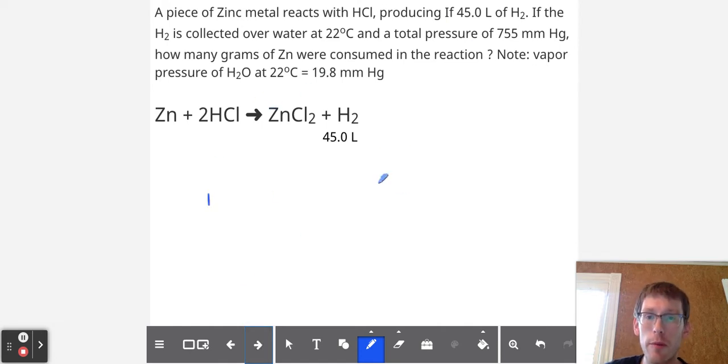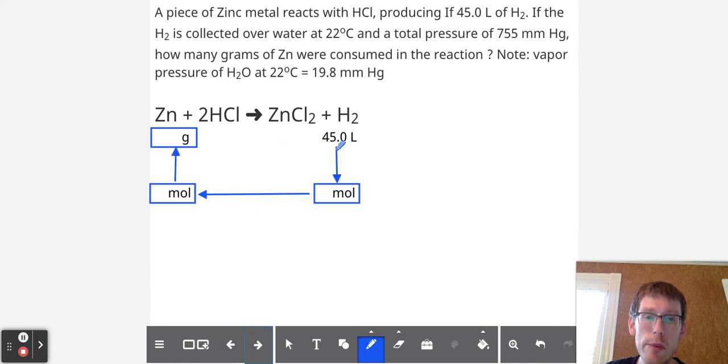So let's go to the problem and the calculation. What we have is 45 liters of hydrogen gas. We're trying to find the mass of zinc that was used, and we know that we need to go from liters of hydrogen to moles, and then moles of hydrogen to moles of zinc, and then we can get to grams of zinc. To do that, moles to grams, we use molar mass. Moles to moles, we use the mole ratio of 1:1. And to get from the liters of hydrogen to the moles of hydrogen, since we are not operating at STP, we do need to use the ideal gas law.